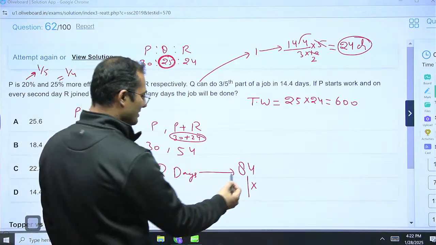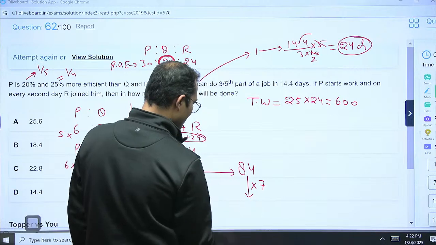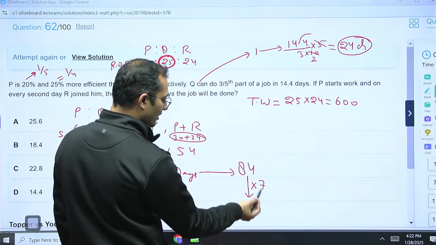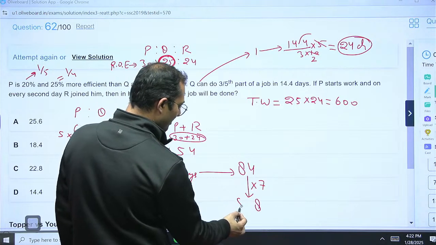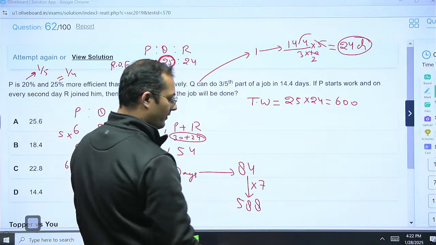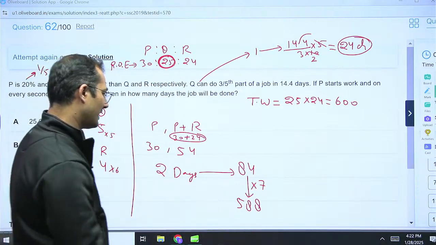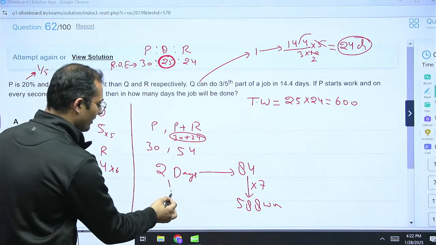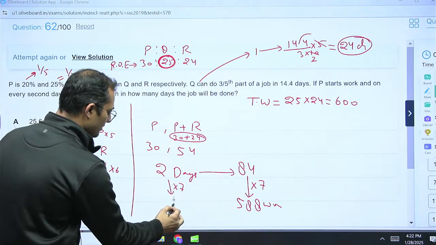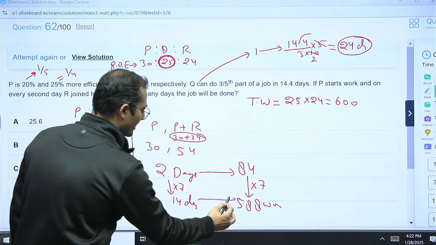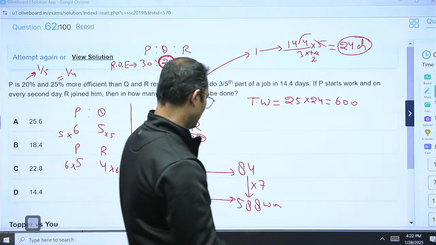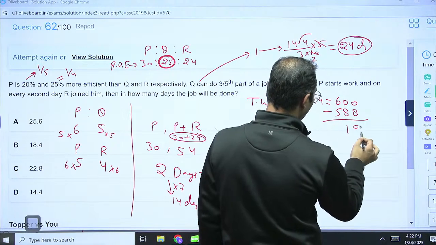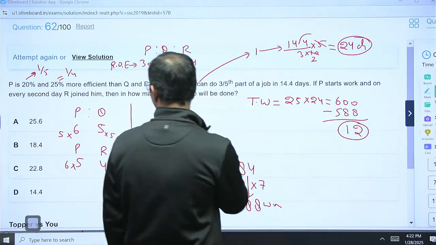So we can say 7 times, right? Let's take 7 times. So 7 4s are 28 carry 2. 7 8s are 56 and 2. So 588, right? So we can say that 588 work done by this pattern will be completed in almost, or we can say in 14 days, right? So how much is the remaining work? So remaining work is 600 subtract 588, so 12, right?